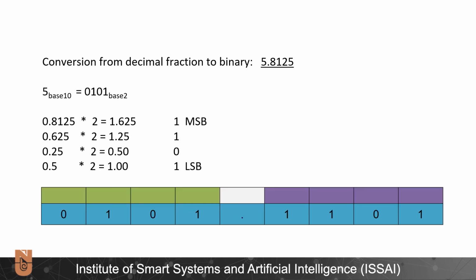But what if we had a decimal fraction with an integer part? For example, 5.8125. Well, in this case, we break the process into 2 parts. First, we convert the integer part as before with successive division, and then convert the fractional part with successive multiplication. Finally, we combine the results. In this case, we have 0.1101.